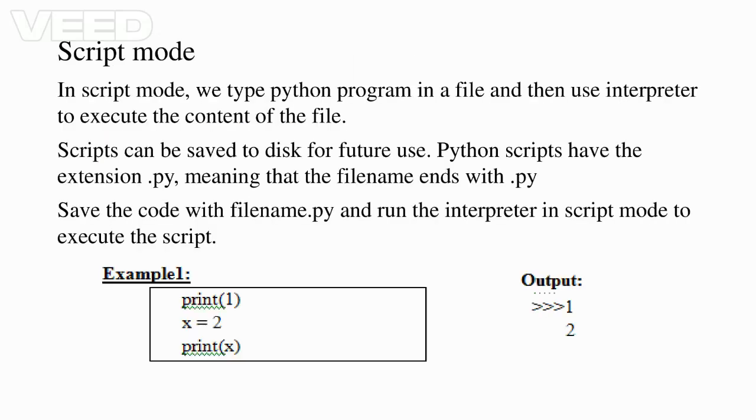Next one is the script mode. In script mode, we type the Python program in a file and then we use the interpreter to execute the contents of the file. Scripts can be saved to disk for future use. Python scripts have the extension .py, meaning that the file name ends with .py. Save the code with the file name ending in .py and run the interpreter in script mode to execute the script. This is an example and output of the script mode.